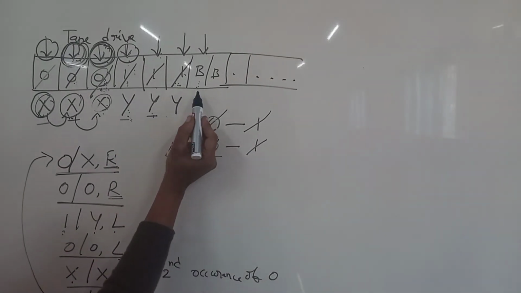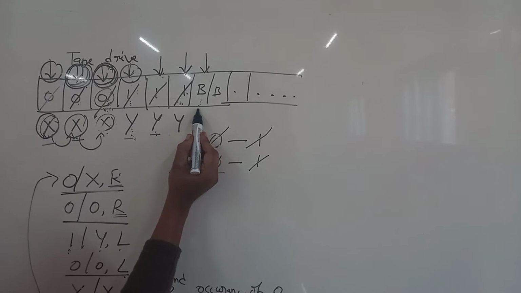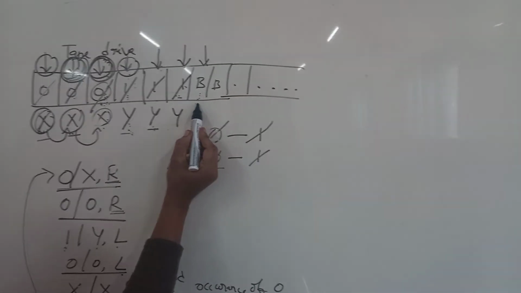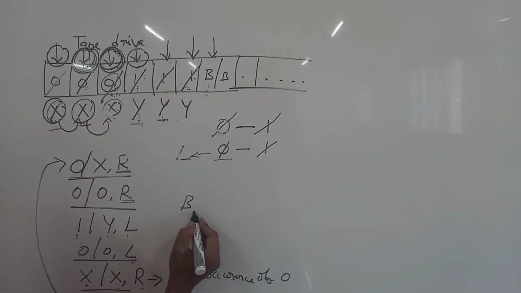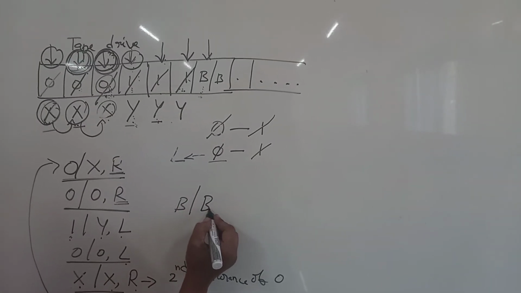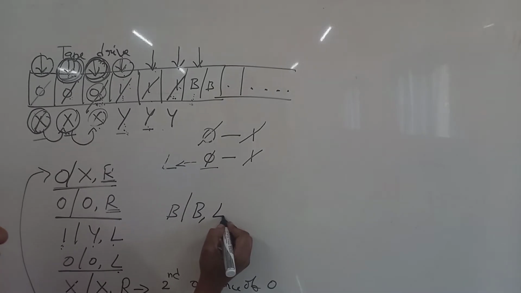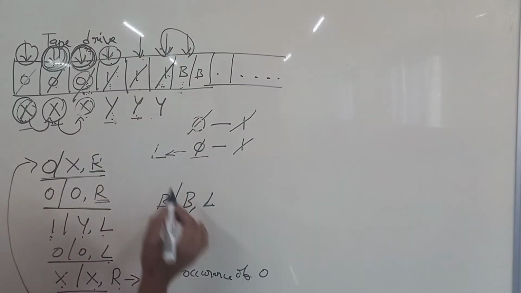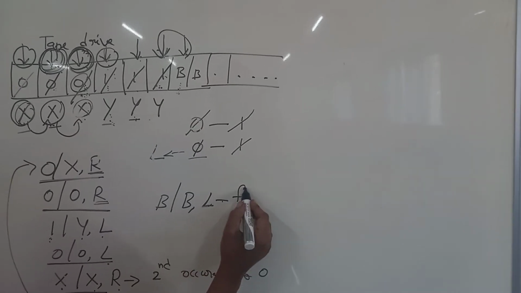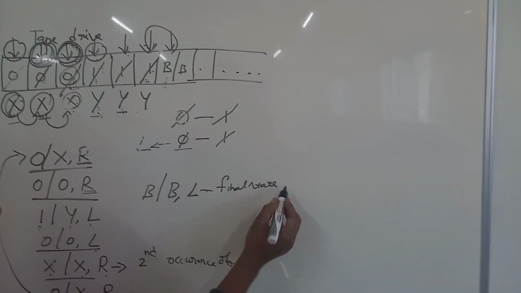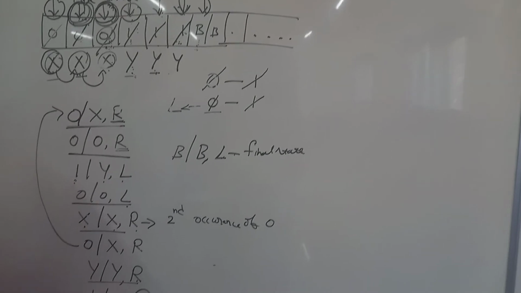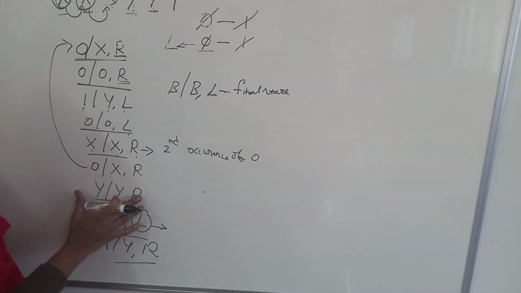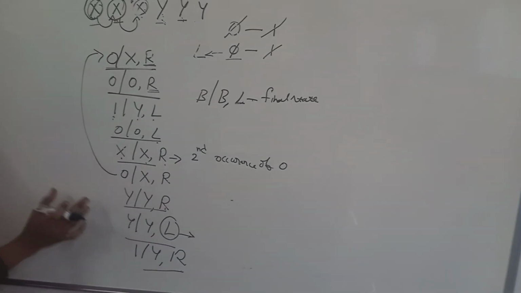Whenever the blank space comes on the cell, this indicates that we have reached the end of the string. So whenever the blank symbol is there, we need to retain that blank as it is and move to the left direction. This indicates that we have reached the end of the string, so this indicates the final state. So this is the way of solving the problem using Turing machine concepts. Now, using this, let me write the transition diagram.